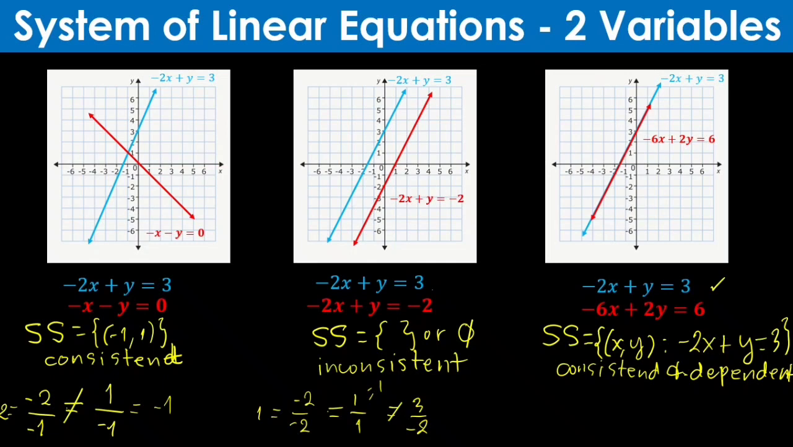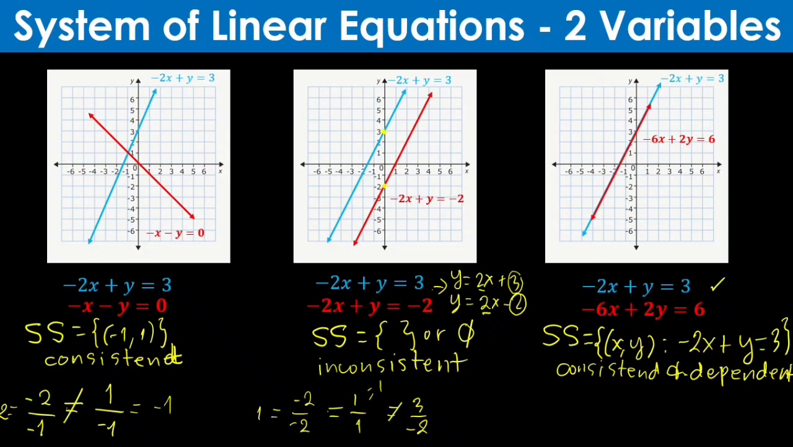So if you write this in slope-intercept form, you have y equals 2x plus 3. Here, y equals 2x minus 2. So they have the same slope, but they only differ in the y-intercept, or where they intersect the y-axis. Notice here the y-intercept is 3. So this is the y-intercept of the blue line. And here the red line, the y-intercept is -2. So that shows that they are parallel.